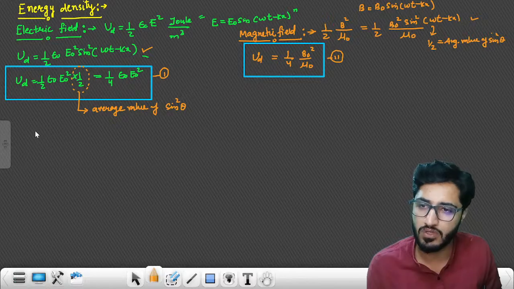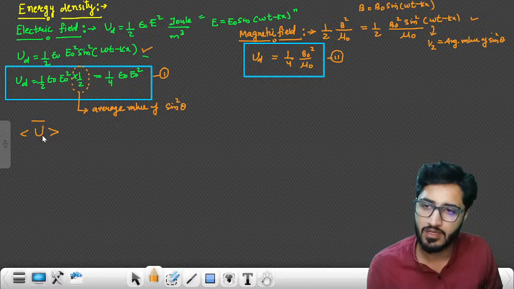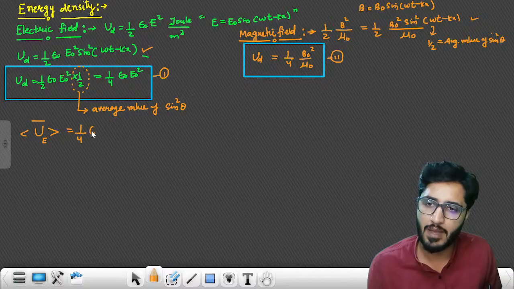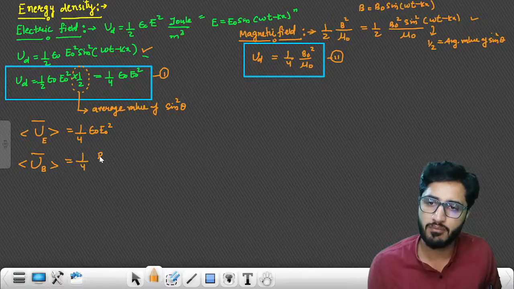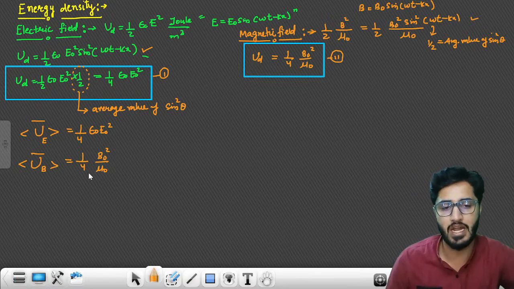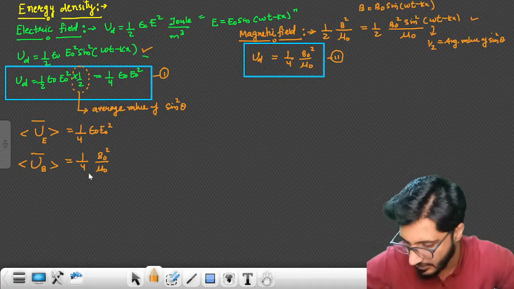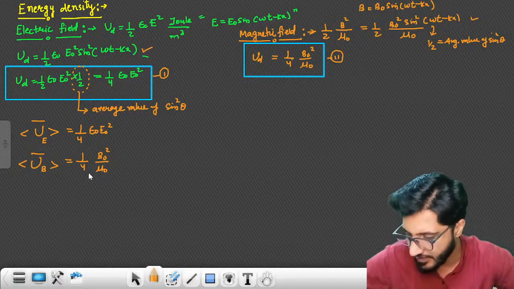So by this equation, we conclude that the most appropriate way to represent average energy density in the electric field would be 1 by 4 epsilon naught E naught square. The average one in the magnetic field is 1 by 4 B naught square upon nu naught. These are two equations that you need to remember. Easy or super easy? Easy, no?